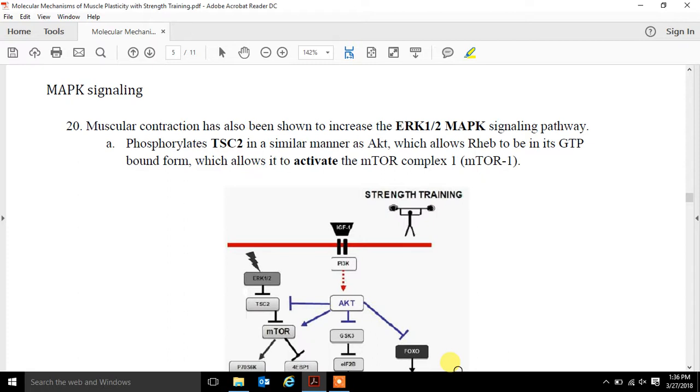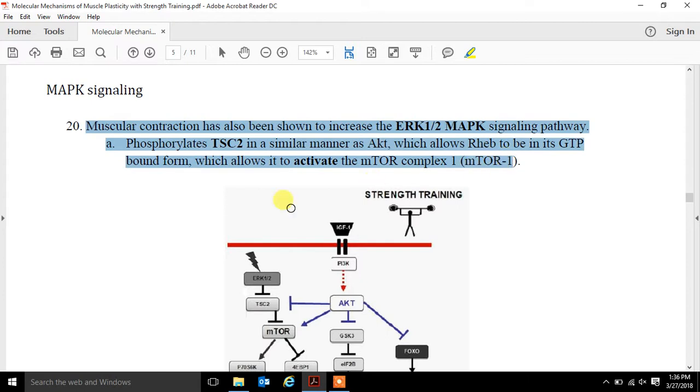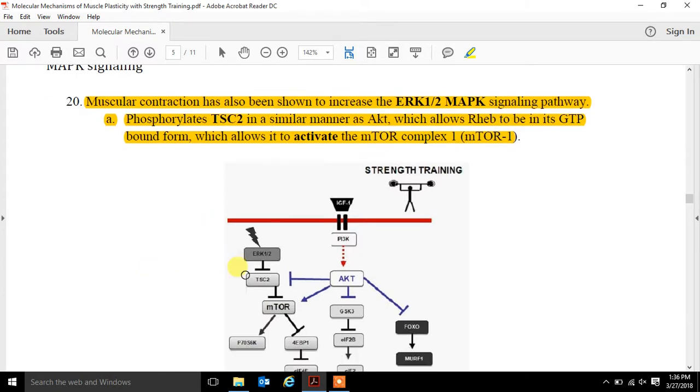And it works in a very similar manner as AKT, in that it walks into the playground and prevents the bully from having its effect. So it inactivates and prevents this TSC2 from inactivating Rheb. So remember, this TSC2 hits the bully. It's preventing the activation of mTOR. Both AKT and ERK1/2 come in and they basically prevent this bully from knocking down mTOR. Allows mTOR to become active and have its effect.